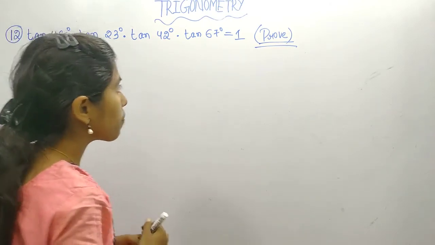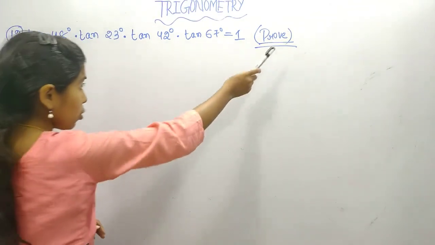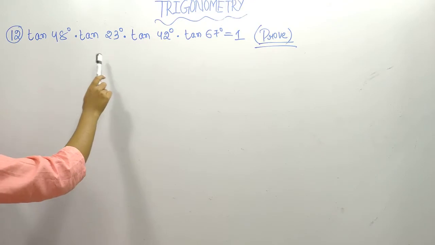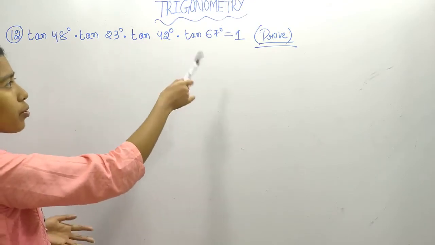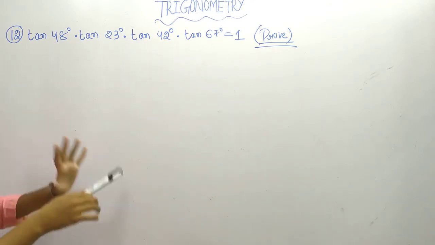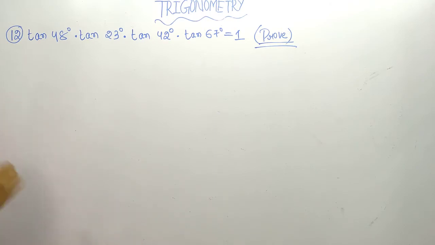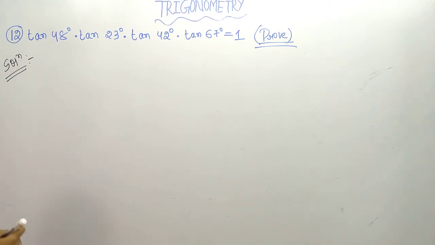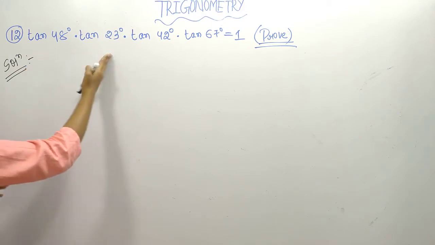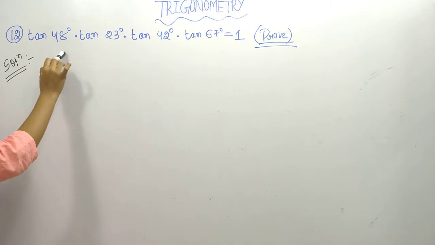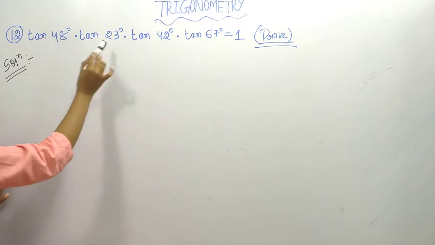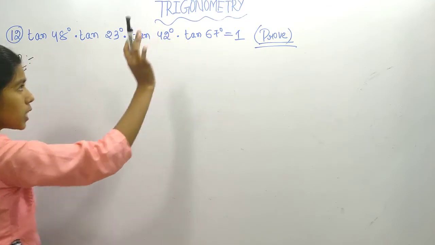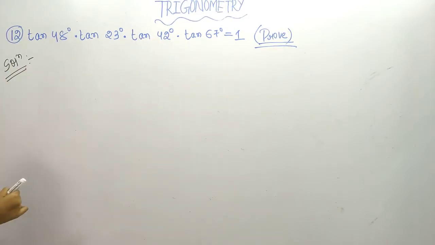So here you see, this is our next question. We have to prove that tan 48 into tan 23 into tan 42 into tan 67 degrees equals 1. This is another type of question. So how will we prove it? First of all you have to check the angles. Here the function is the same, tan, but different degrees are there: 48, 23, 42, 67. Then how will we simplify them?